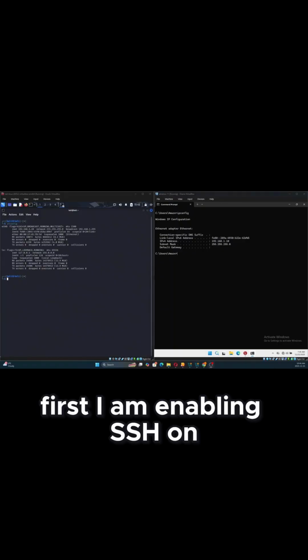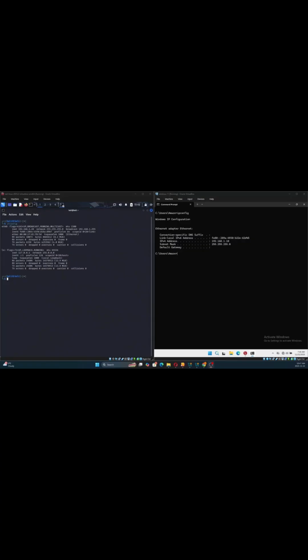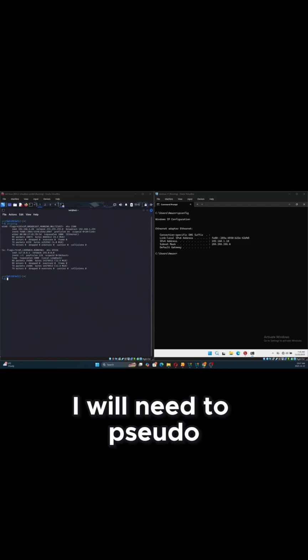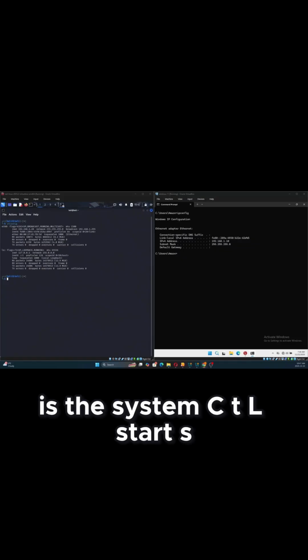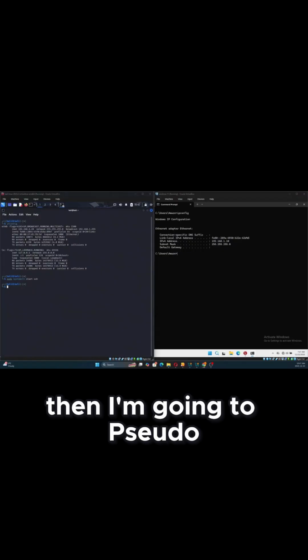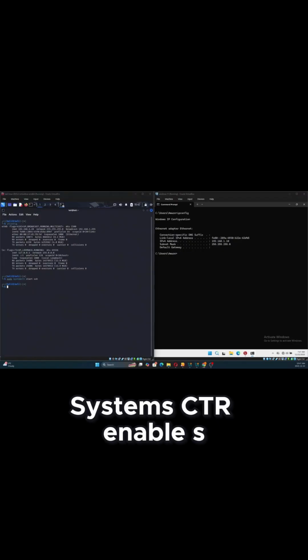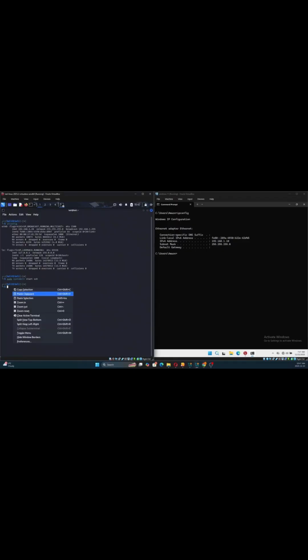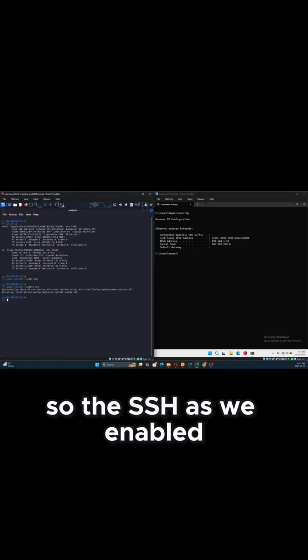First, I am enabling SSH on the Linux VM so we can simulate a brute force attempt. To do that, I will need to sudo systemctl start ssh. Then I'm going to sudo systemctl enable ssh. You can run both at the same time. So SSH has been enabled.